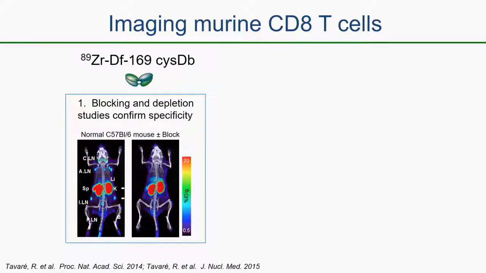Okay, and so the first target we went after was CD8 on the cytotoxic T cells, and this just shows you an example of, here's the imaging agent itself, which is a cys-diabody that's radiolabeled with zirconium-89, and we did blocking and depletion studies. First of all, here is a normal mouse, so you can see, because it's a cys-diabody, it clears to the kidneys, but you can also see the spleen and a beautiful map of the lymph nodes of the normal mouse. And then in a blocking study, what you can see is that all of the signal has disappeared except for just the clearance to the kidney, which is the normal organ of clearance for these proteins.